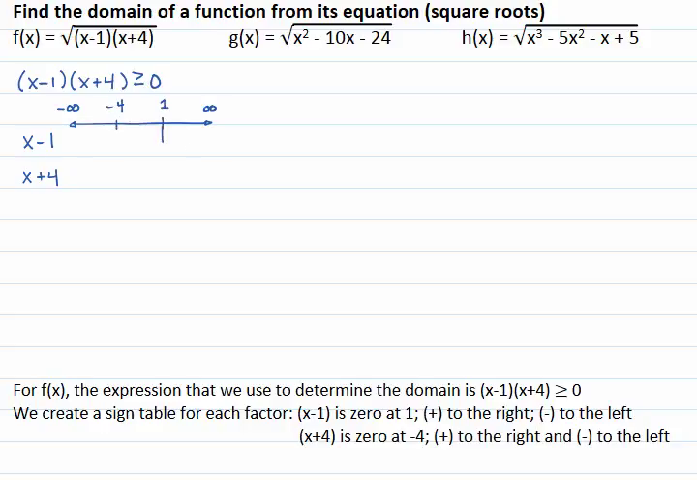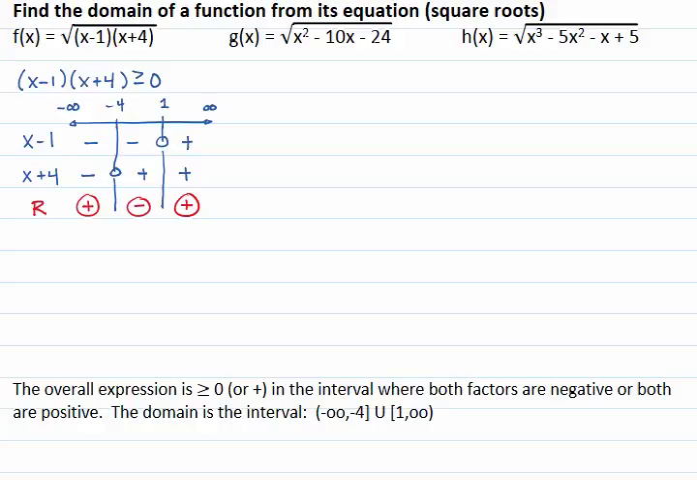X minus 1 is 0 at 1, and positive to the right, negative to the left. X plus 4 is 0 at negative 4, positive to the right and negative to the left. And the expression under the square root is going to be positive from negative infinity to negative 4, negative from negative 4 to 1, and positive from 1 to infinity.